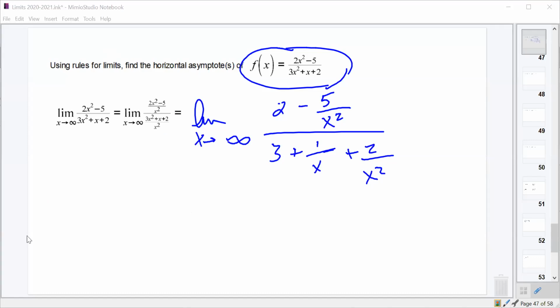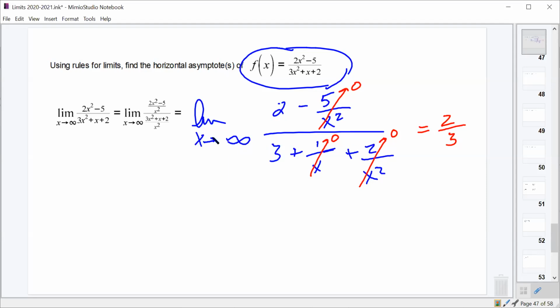As x goes towards infinity, what is 5 over x squared? It approaches 0. It goes towards 0, right? 5 divided by x squared goes towards 0. What about 1 over x as x goes towards infinity? Also approaching 0, and the 2 over x squared also goes to 0. As x goes towards infinity, 2 is just 2, right? And 3 is just 3. So we end up with 2/3. A horizontal asymptote of y equals 2/3.